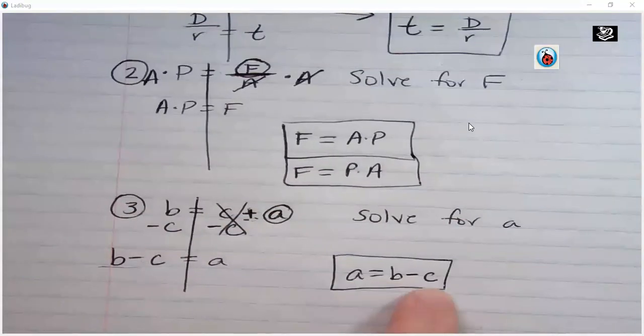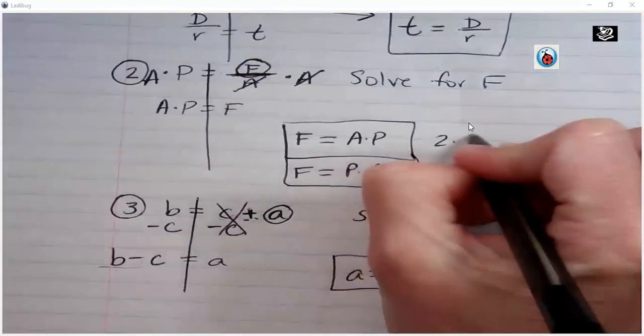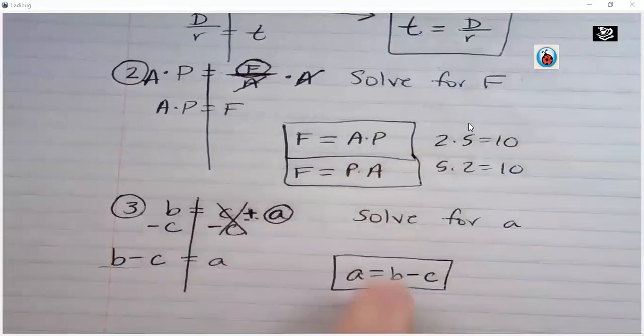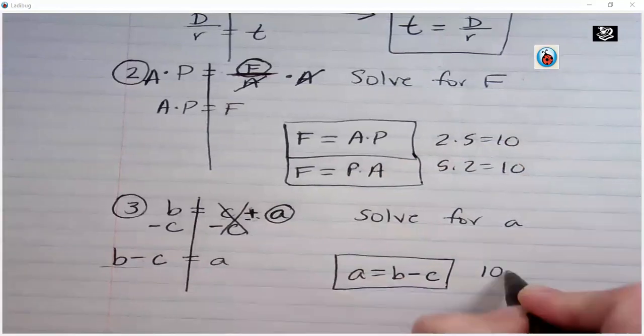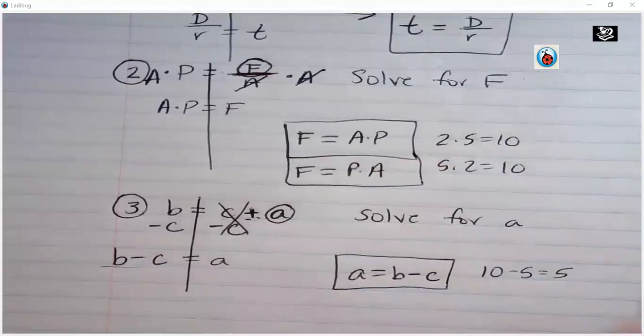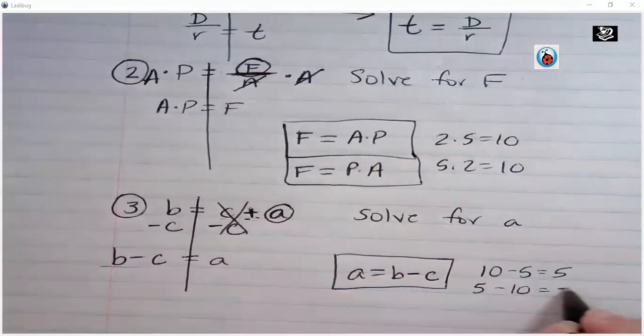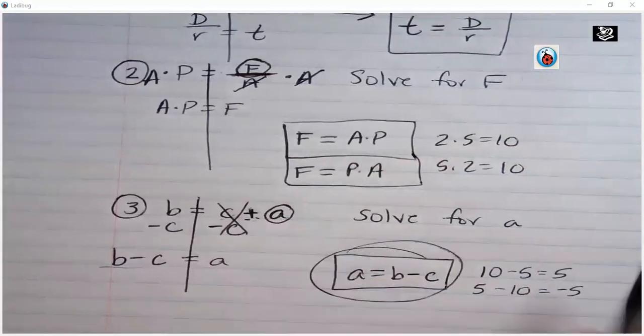So up here, 2 times 5 is 10, 5 times 2 is 10. When you're subtracting, the order matters. For example, 10 minus 5 is 5. But what is 5 minus 10? -5. So there's only one correct answer on this one. Okay.